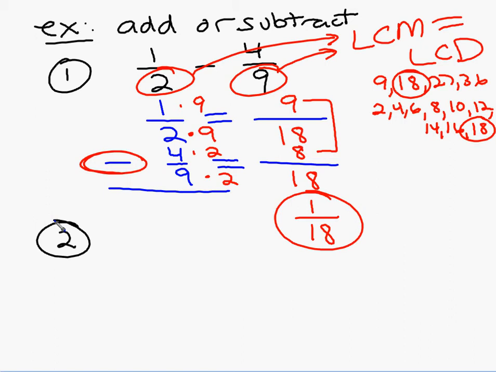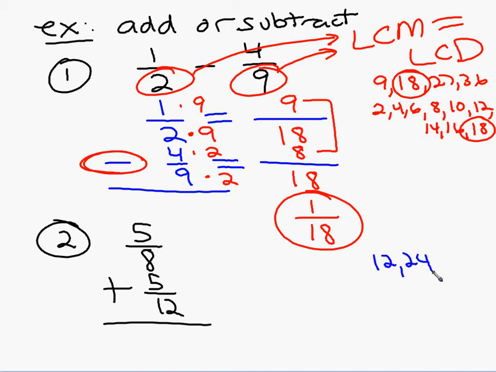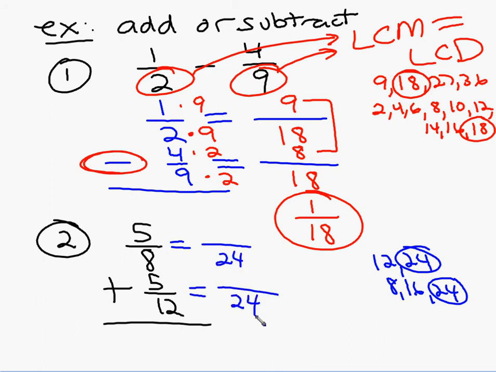Let's do another one. How about 5/8 plus 5/12? Okay, I'm going to let you see if you can find the common denominator. I'll pause the video. Okay, let's see how you did on this problem. We need to find the least common multiple, which is the least common denominator, first. Count it by 12s, 12, 24. Count it by 8s, 8, 16. It's going to be 24.